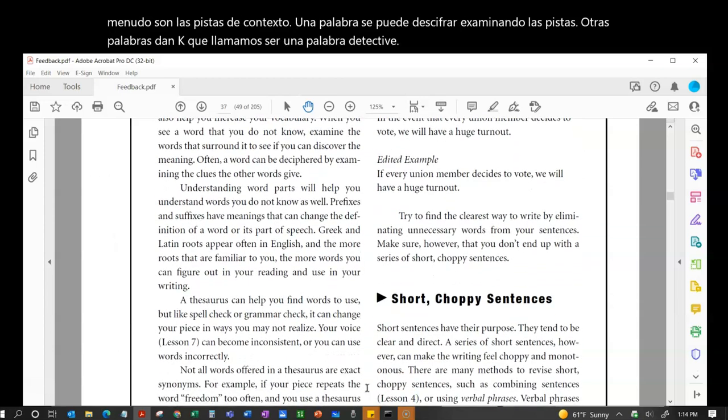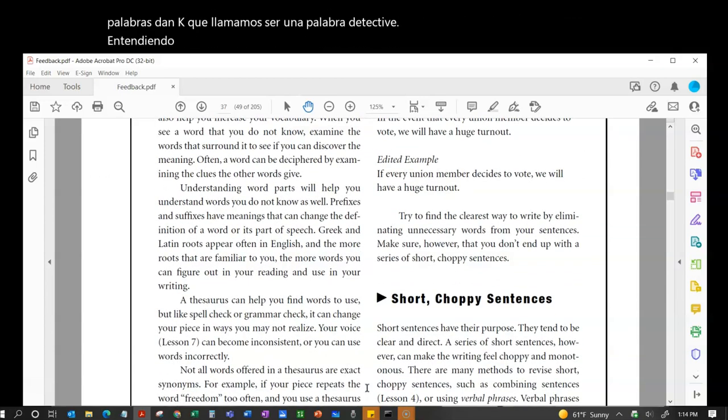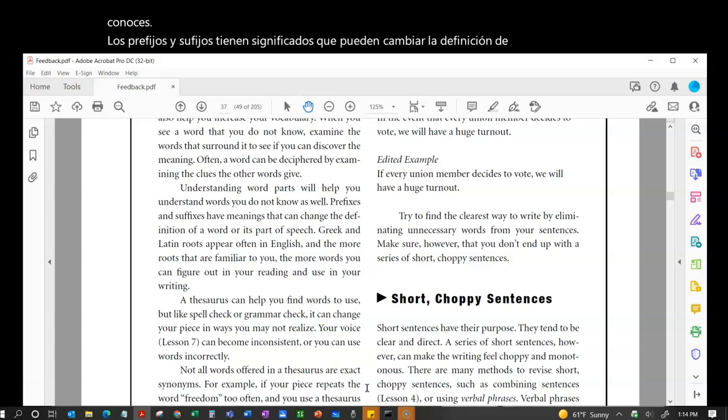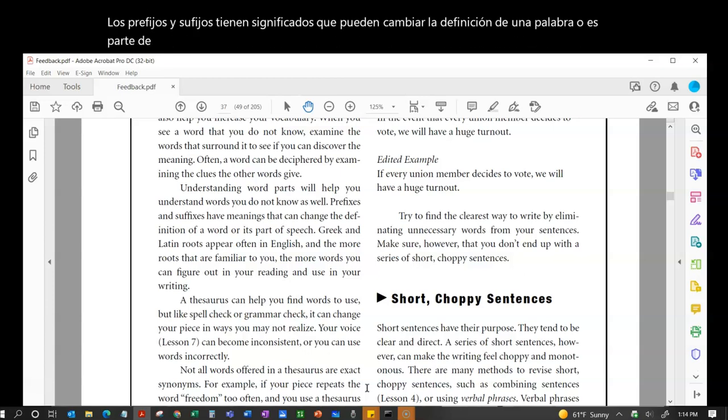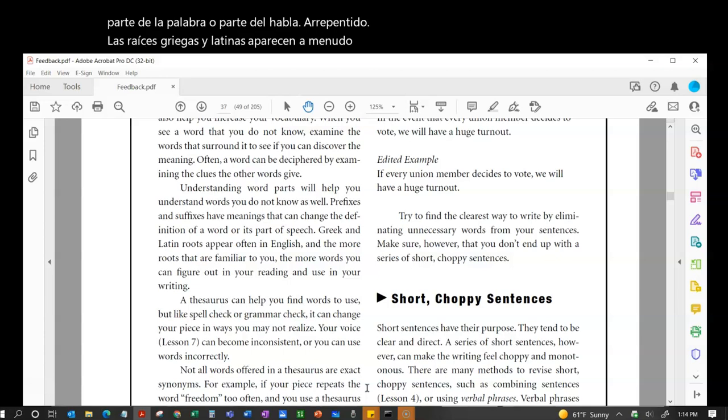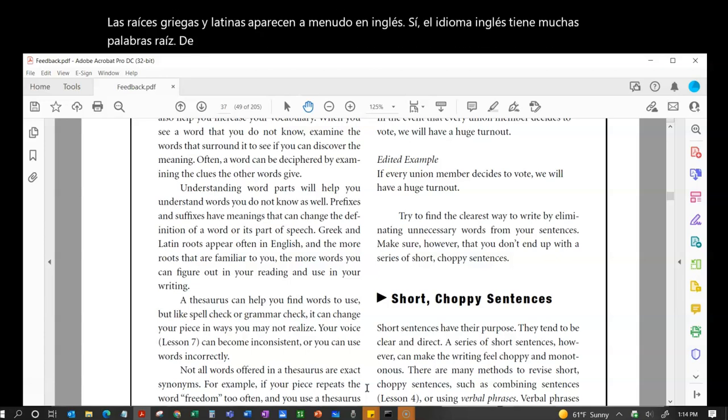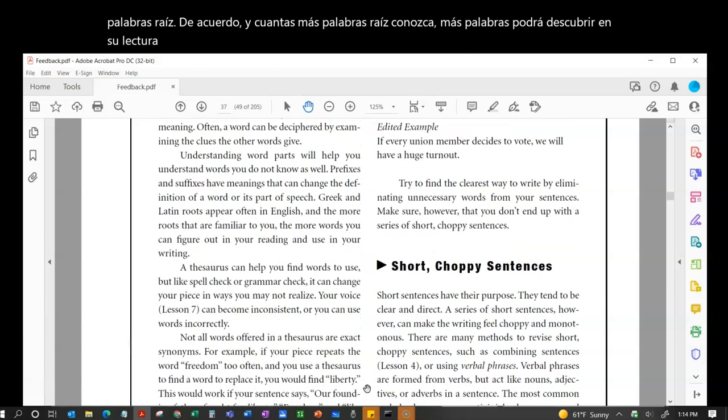Understanding word parts will help you understand words you do not know as well. Prefixes and suffixes have meanings that can change the definition of a word or its part of speech, sorry. Greek and Latin roots appear often in English. Yes, the English language has lots of root words, okay? And the more root words you are familiar with, the more words you can figure out in your reading and use in your writing. Absolutely true.